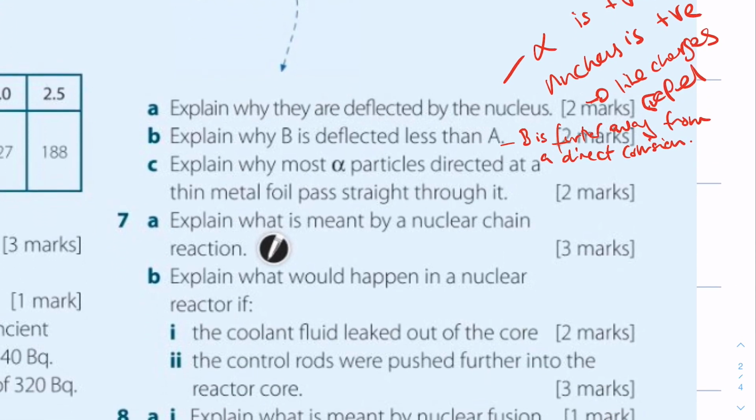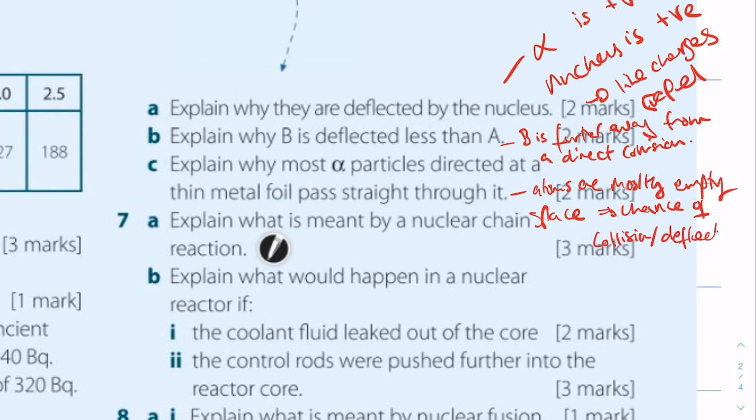Explain why most alpha particles directed at thin metal foil pass straight through it. Well, because atoms are mostly empty space. They are mostly empty space. Therefore, chance of collision / deflection is small.